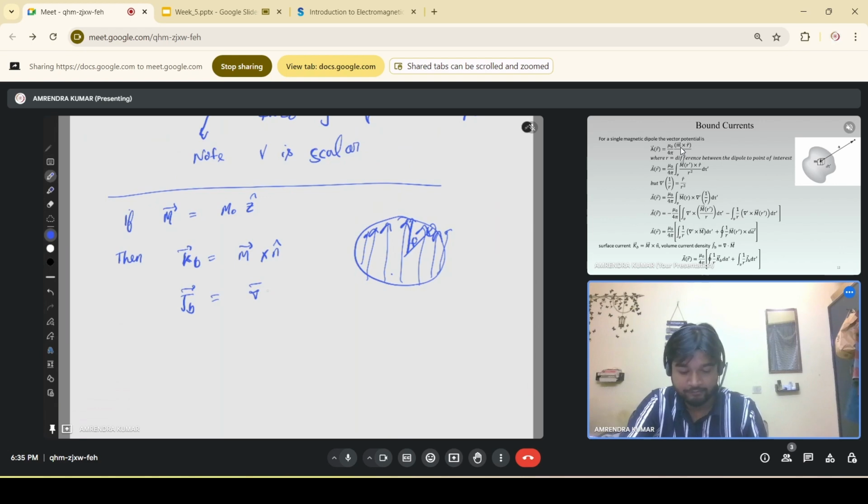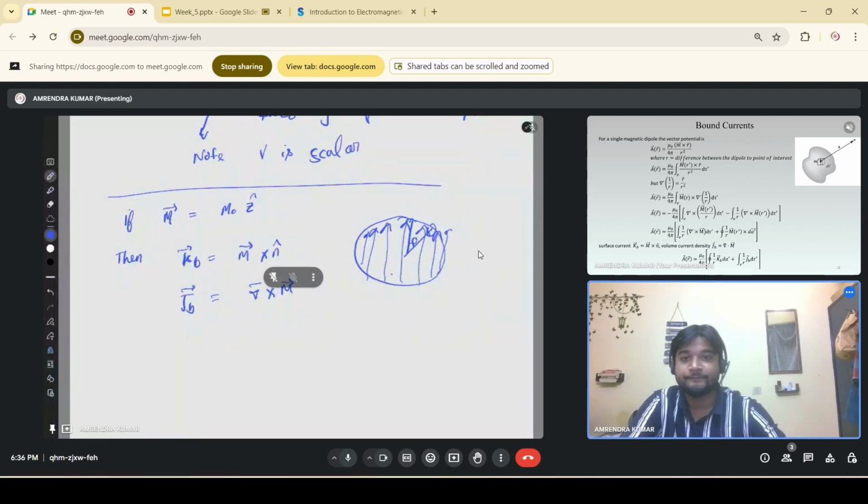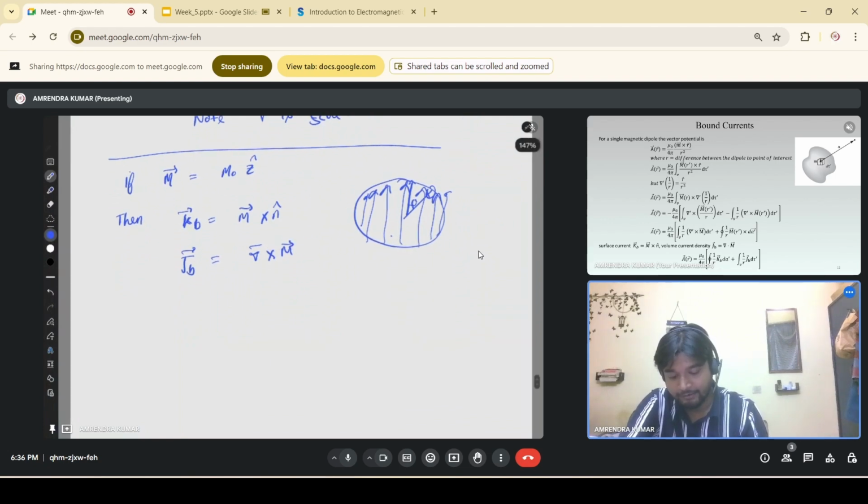Okay, ignore that fault here. It's del cross M, not del dot M. So now we can calculate that also. This del cross M is nothing but M naught G cap, but M naught can be taken out. Del cross G cap is 0 because this is constant, it's not a function of x, y, or anything. But what about the K_b?